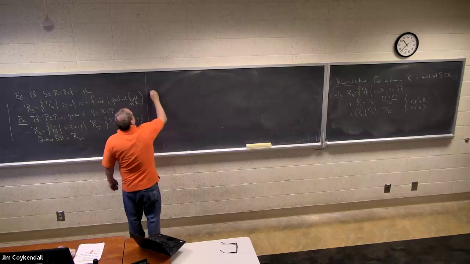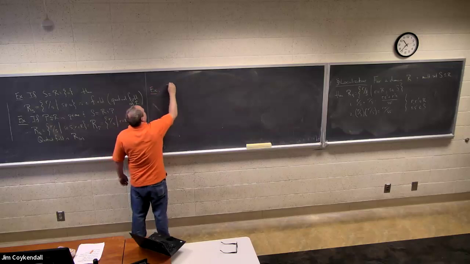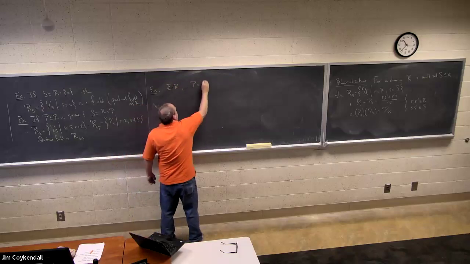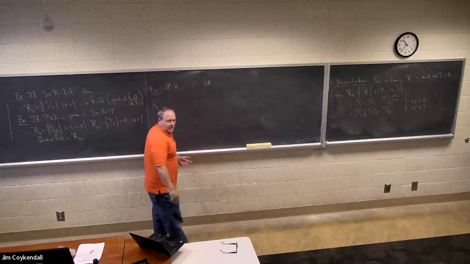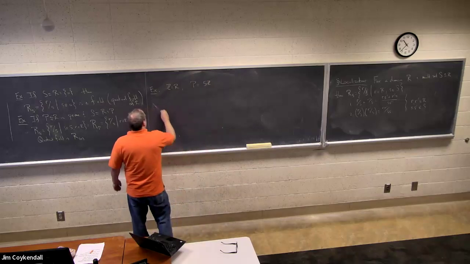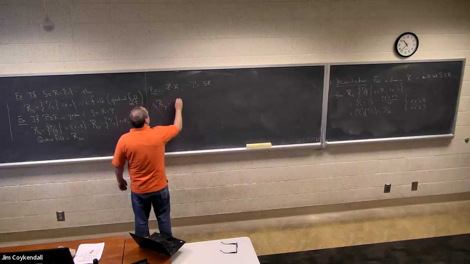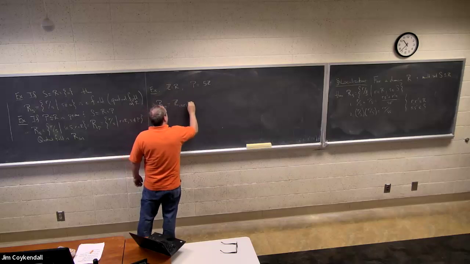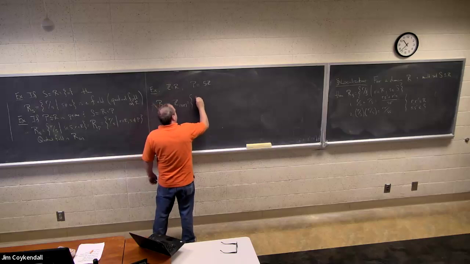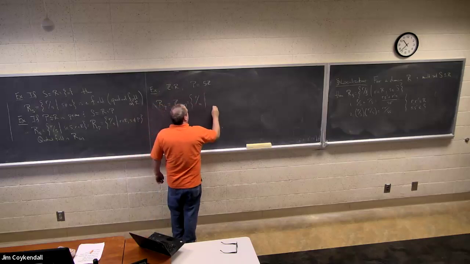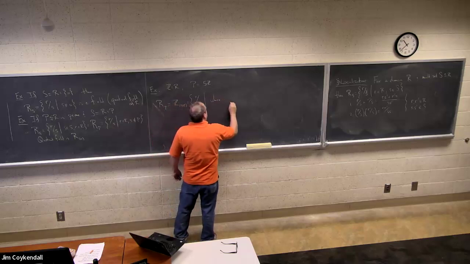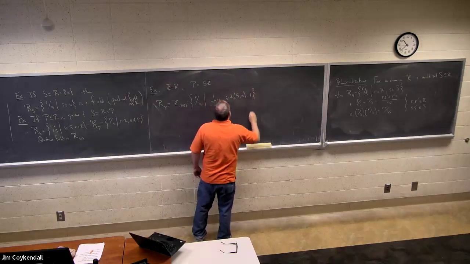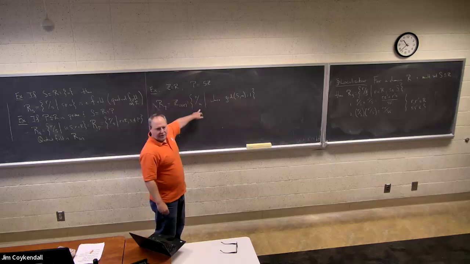So for example, let R be Z and let P be 5Z. Then in this case, R localized at 5Z is the set of fractions of the form N over M, where the GCD of 5 and M is 1. So I just want my denominators to not be divisible by 5.